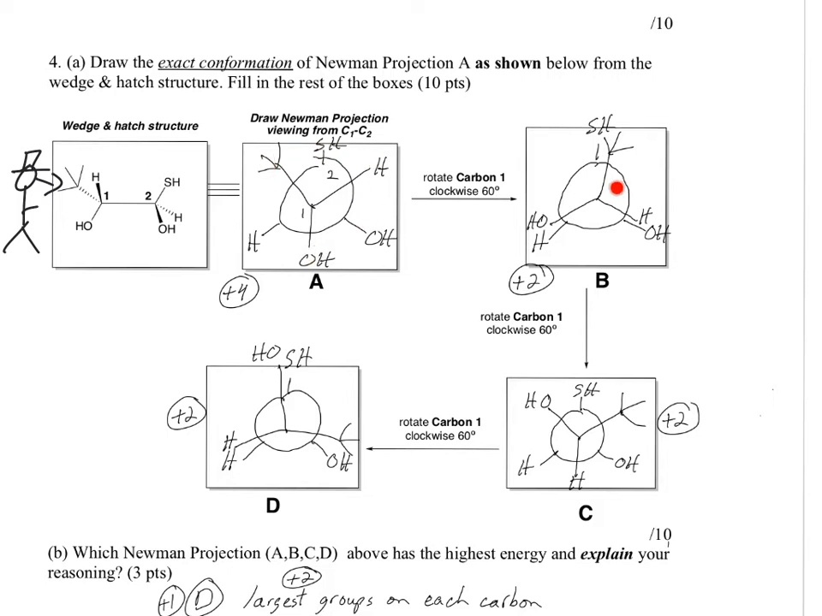The tert-butyl will be on top there. H goes there. So now it goes from staggered to eclipsed. Rotate clockwise again. Again, the back just stays the same. Just draw it in as it is. Rotate it. Now it went from eclipsed to staggered. Rotate it again. Now we're back to eclipsed. That's what we're looking for.